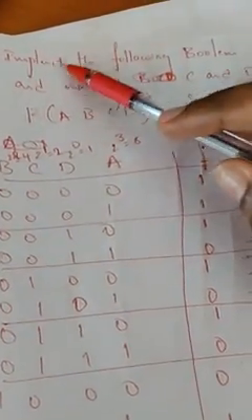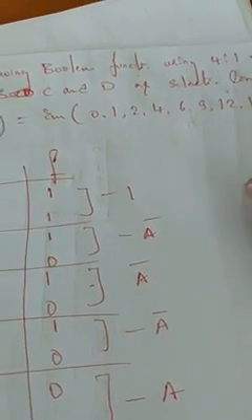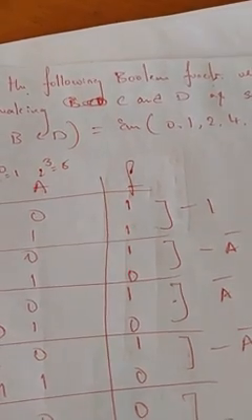Look at this problem. Implement the following Boolean function using 4:1 multiplexer. So 4:1 multiplexer means you are supposed to implement the Boolean function using a 4:1 multiplexer. 4:1 means you are supposed to have 4 data inputs and 2 control inputs, 1 output. That should come to your mind, okay?